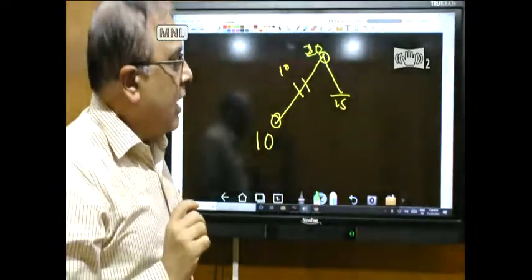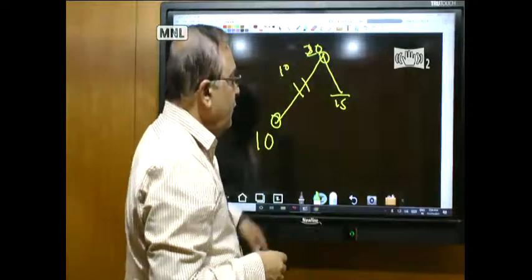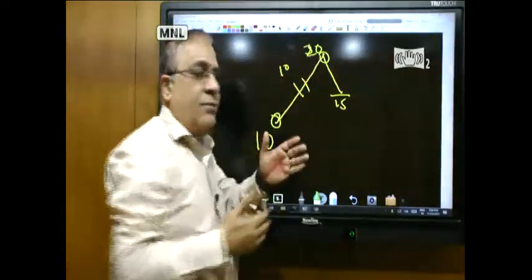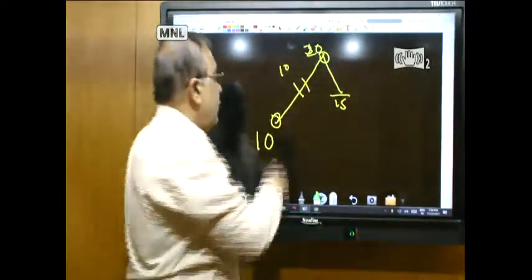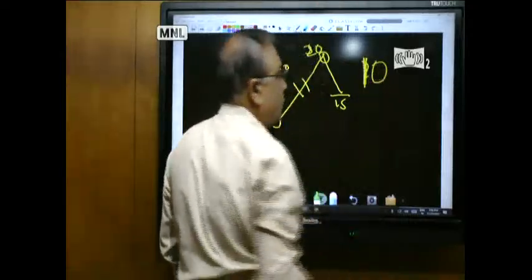Then again, for the trend to pick up, what should happen? Since this has retraced almost 50% of this particular climb, 10 to 20 is a climb, and right now it has retraced to 15. So what should happen is, this 10 to 20 is around 10 rupees, right? So the difference is 10.